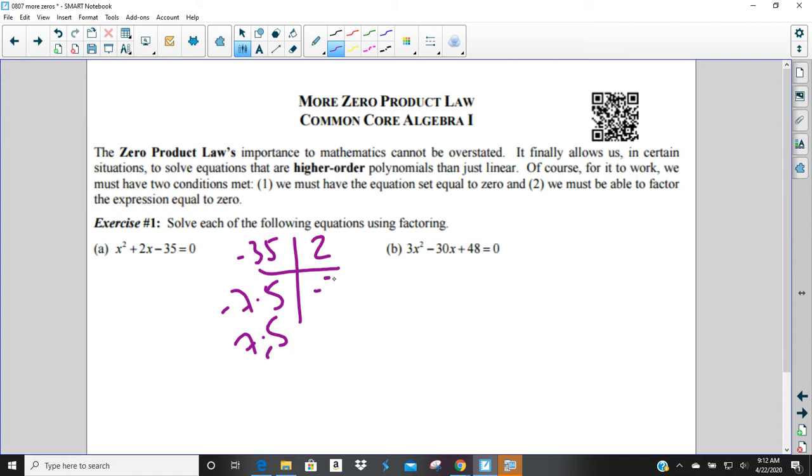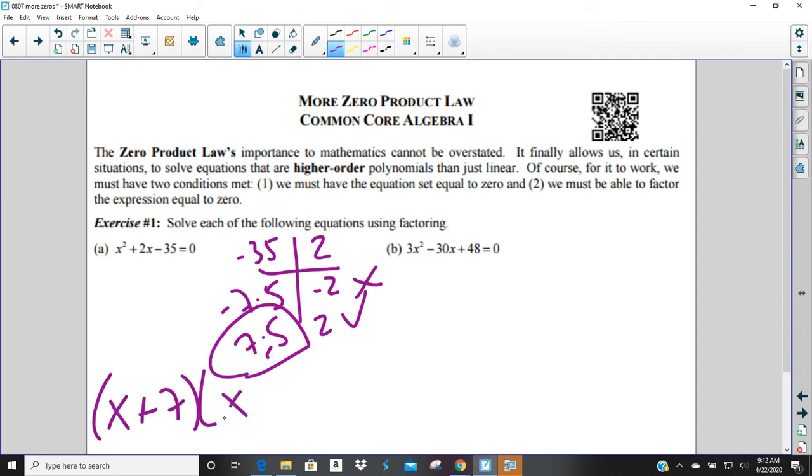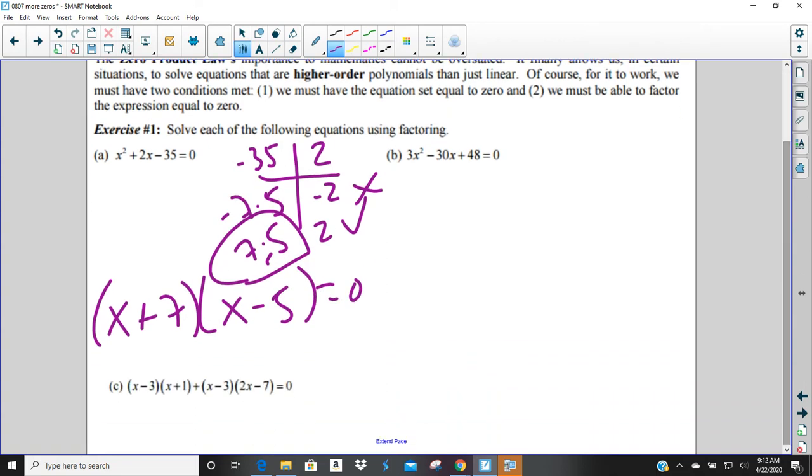So we do the first one, we get negative 2. That's wrong. We do the second one, we get 2. That's correct. So there's my numbers. So my factors are going to be x plus 7, parenthesis, x minus 5 equals 0. Then what I do, as you know, is I make a line down the middle. I say x plus 7 equals 0 and x minus 5 equals 0.